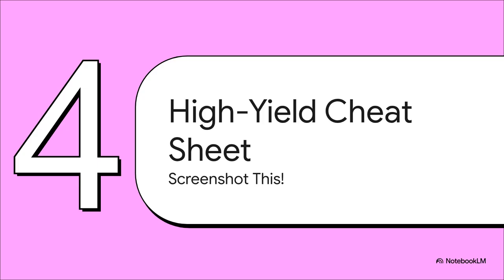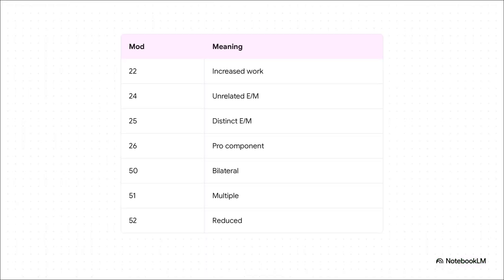Almost done here. Section 4, the high-yield cheat sheet. Get ready to screenshot this. Let's bring this all together and lock in those specific trigger words for the 7 modifiers we just covered. 22 means increased work and trauma. 24 is an unrelated E/M during the post-op global. 25 is a distinct E/M on the exact same day as a minor procedure. 26 is the professional physician interpretation component. 50 means bilateral. 51 triggers that multiple procedure reduction math. And 52 means the service was partially reduced by choice.